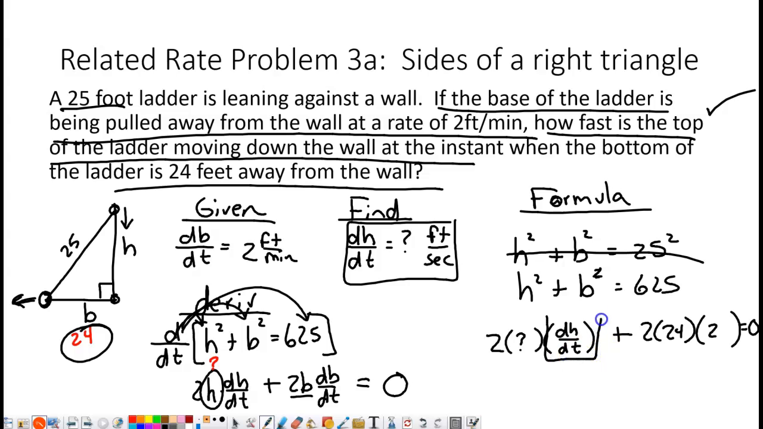I want to solve for dh/dt, but I can't do that until I know what the height of this triangle is at this point. So very often, whenever you're doing these types of problems, if there's a part you don't know, like we did earlier in our very first example, you're going to go back to your original formula and find the missing piece that you want first. So I want to know what h is, so I can use my original formula to do that. Let me show you how to do that.